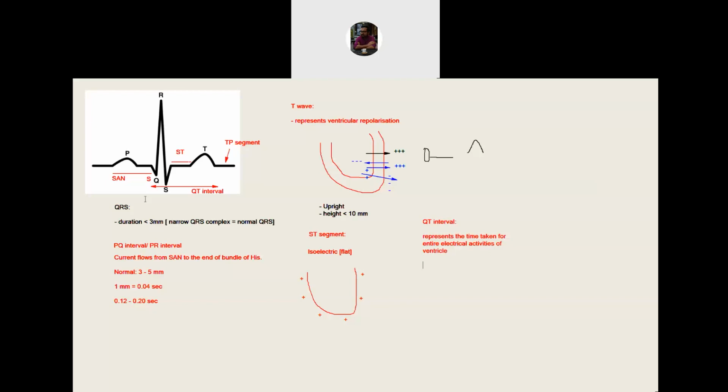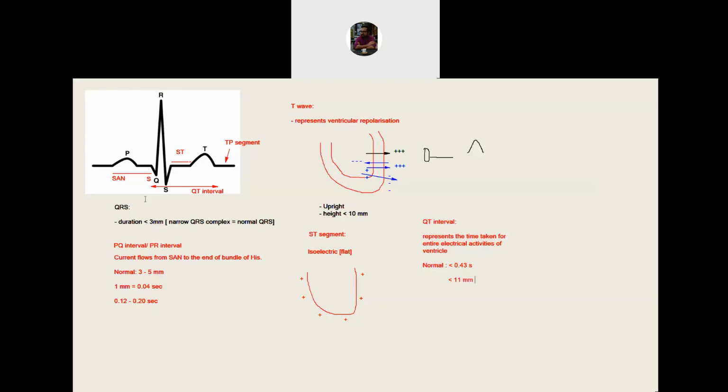Normal QT interval is less than 0.43 second, which in terms of millimeter will become less than 11 millimeter. When it is more than this, we say that the QT interval is prolonged. We shall see later that QT interval can also be corrected to a certain extent, which is called corrected QT or QTc. And that concept is very important for understanding arrhythmias. So I will discuss that later.